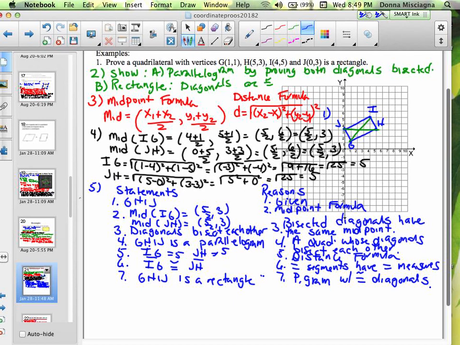Right, in the next video, we'll complete the second proof, and that will be it for rectangles. We only have 2 ways to prove rectangles on the coordinate plane.